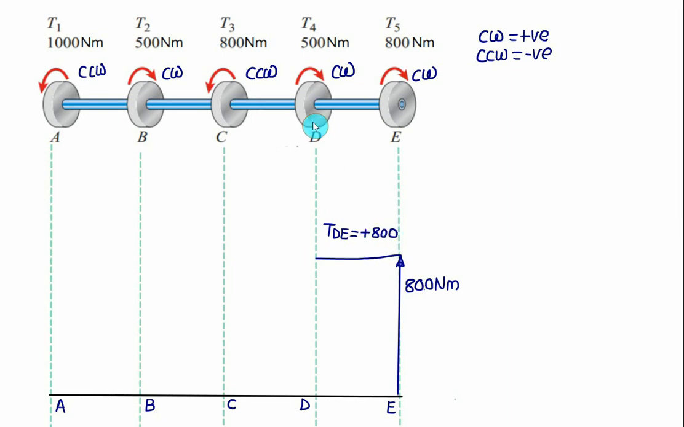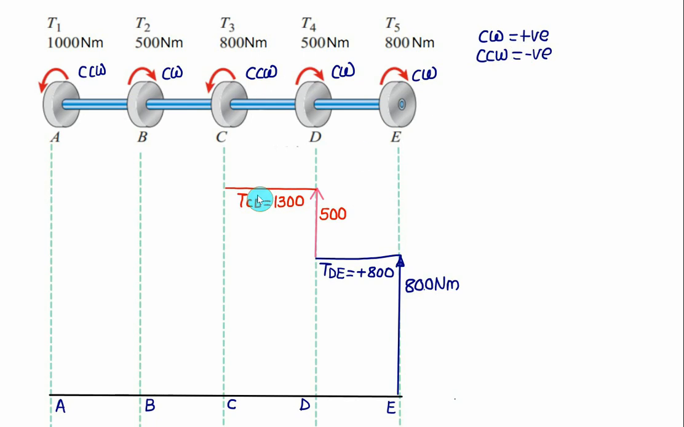Then suddenly at D we have again a clockwise torque equal to 500. Clockwise is positive, so you have to move vertically upward. So this vertical distance will be equal to T4, which is equal to 500. And between C and D there is no torque acting, so it will remain constant. This value represents the torque for CD, which is equal to the previous 800 plus 500, that will be equal to 1300.